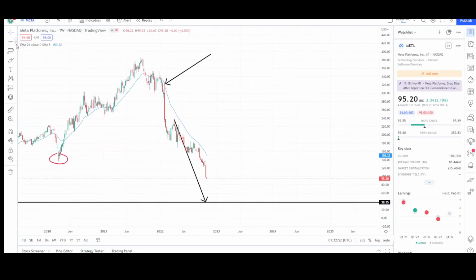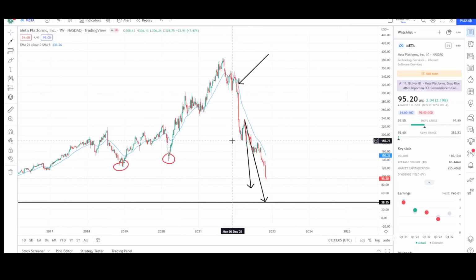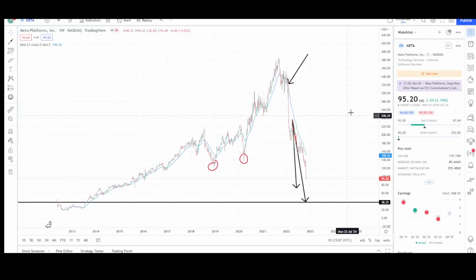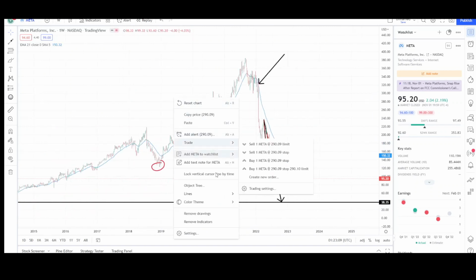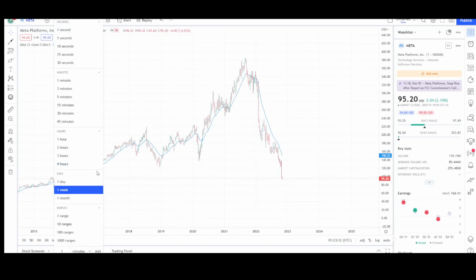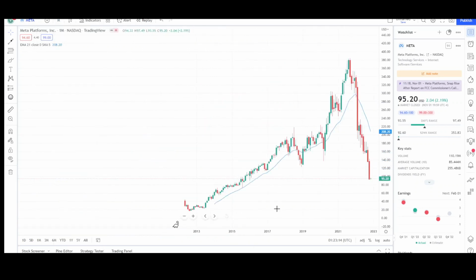Let me see. It could be this measured move also right here. This is the first leg down. We had a bounce up. This is the second leg. So it looks like we're probably going to be reaching the $72 level, and then possibly that $40 level I have for Meta Platforms. So let me go ahead and wrap it up on the monthly chart, which I don't really do, but I want to take a look at the monthly chart for Meta Platforms.